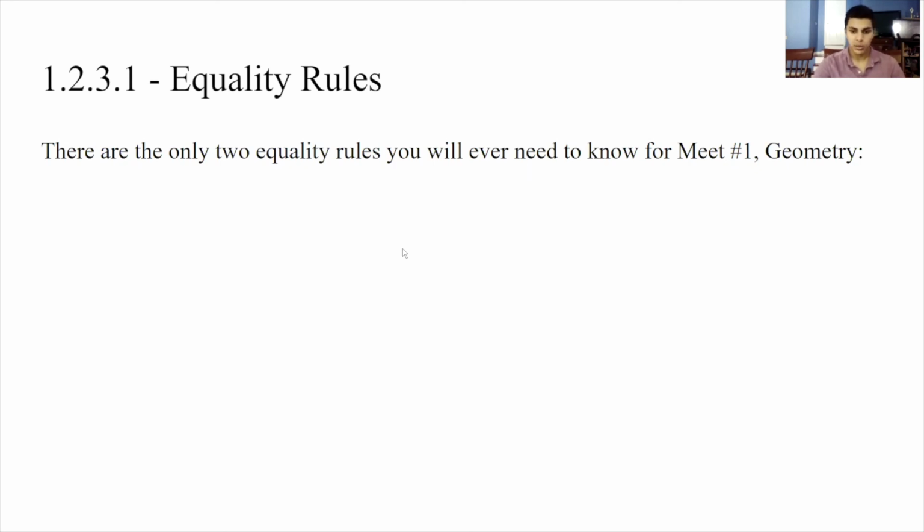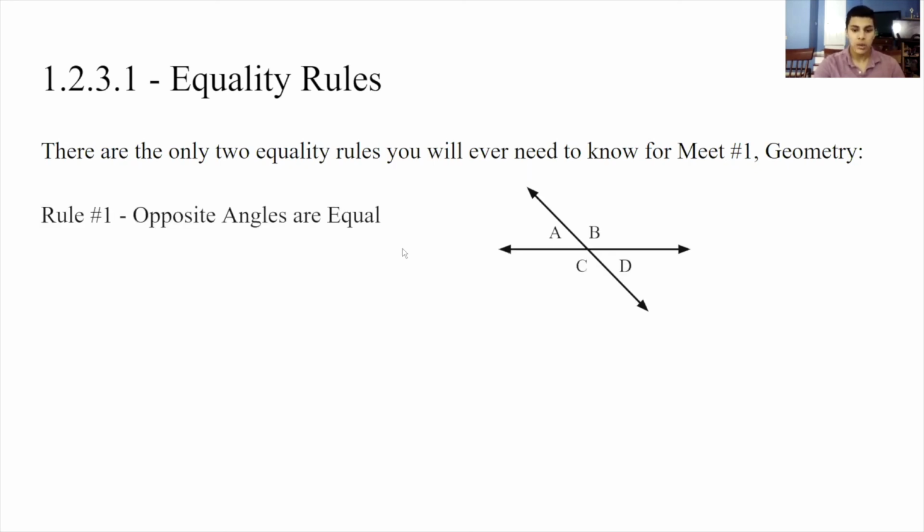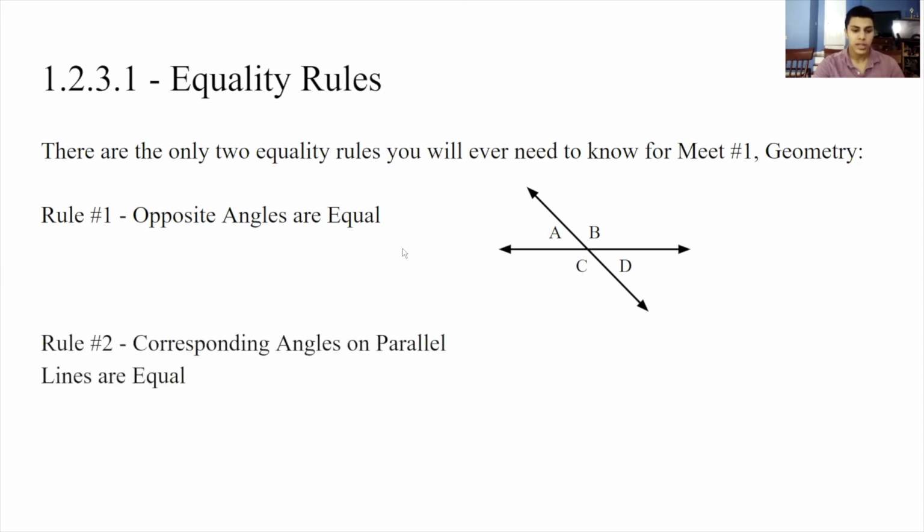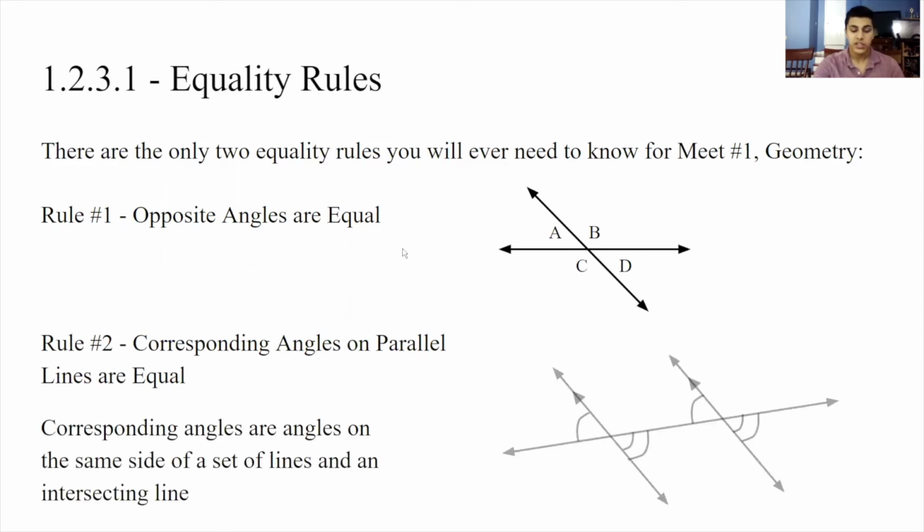So first we talked about equality rules, and we learned that opposite angles are equal, which are angles that are on opposite sides of intersecting lines. It doesn't matter how many lines there are. And then we also learned that corresponding angles on parallel lines are equal. We went over the definition of a corresponding angle, which is an angle that's on the same side of a set of lines in an intersecting line. And so we learned that when the set of lines are parallel, the corresponding angles are equal. It doesn't work if they're not parallel though.